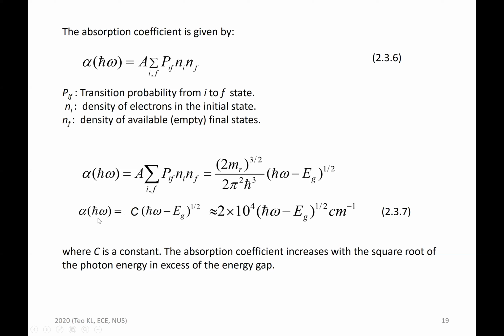So the absorption coefficient increases with the square root of the photon energy in excess of the energy gap, or band gap. You can see that if my incoming photon energy is equal to the band gap, then h bar omega minus Eg will be 0, so the absorption coefficient will be 0.